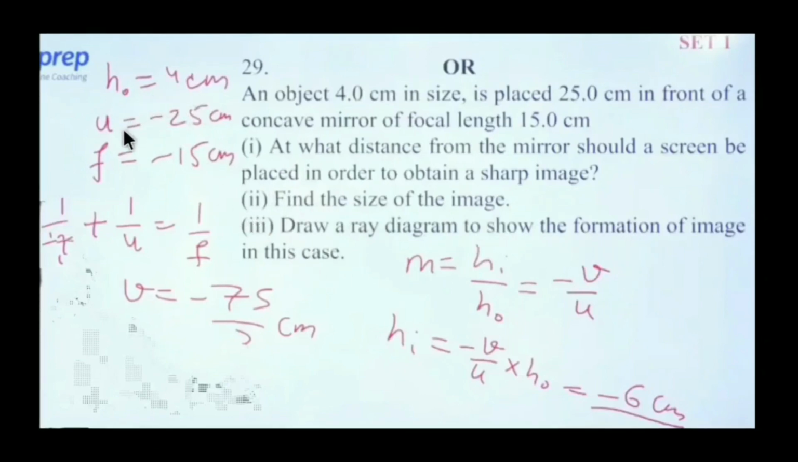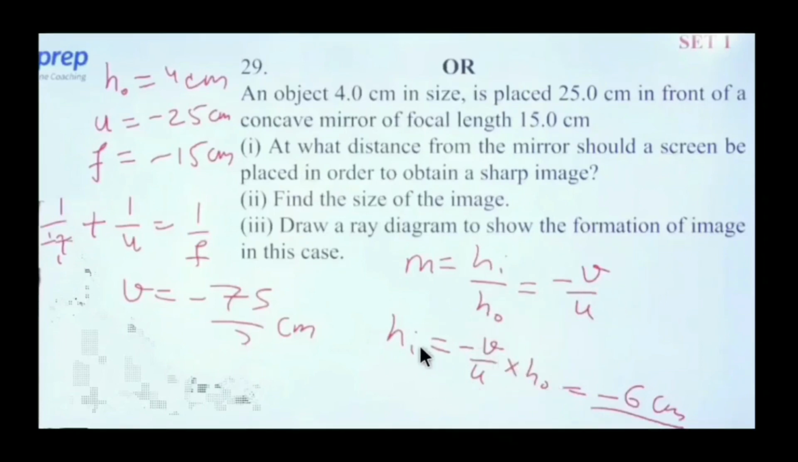So h0 is 4 cm, u is equal to minus 25, f is equal to minus 15. Now you have to know that 1 upon v plus 1 upon u is equal to 1 upon f. So v is equal to minus 75 upon 2. Answer is given. And m is equal to hi upon h0, which is minus v upon u. So we have to put the values into this, and after solving these values we obtain this type of value, minus 6.